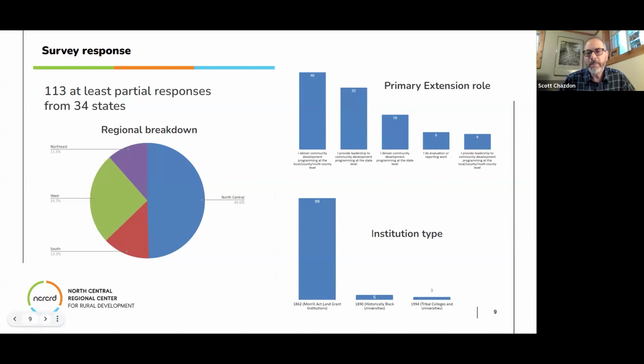We got mostly people from those 1862 institutions. We did get some responses from the 1890s, the historically Black colleges and universities, and 3 responses from people who work in 1994s, tribal colleges. And as we go through the slides, I've tried to highlight some of the comments in particular that came from people from those institutions, the 1890s and the 1994s.